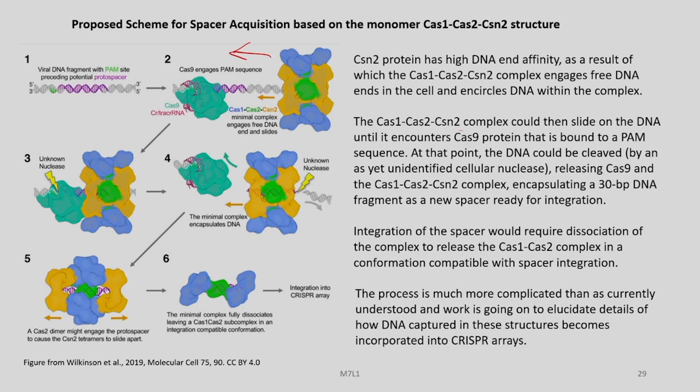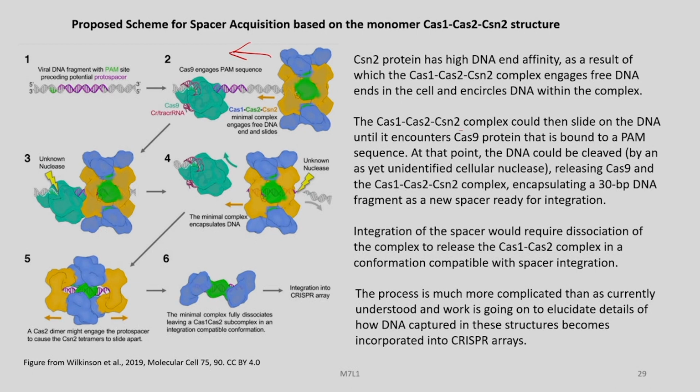At that point, the DNA could be cleaved by an as yet unidentified cellular nuclease, releasing Cas9 and the Cas1, Cas2, CSN complex, encapsulating a 30 base pair DNA fragment, as you can see in the figure, and as a new spacer ready for integration. So, this cleaving or picking up of the viral DNA is complete at this stage. Integration of the spacer would require dissociation of the complex to release the Cas1, Cas2 complex in the conformation compatible with spacer integration.